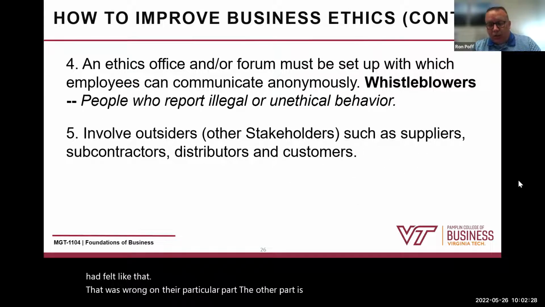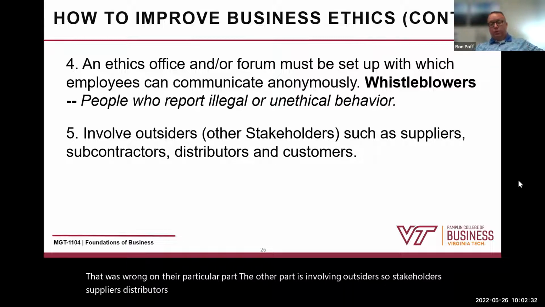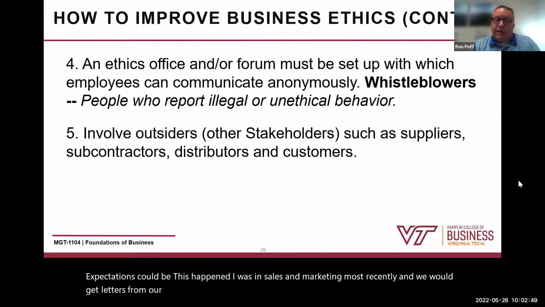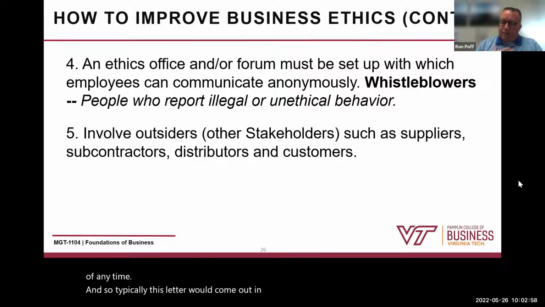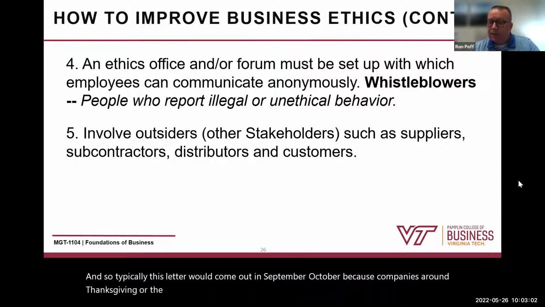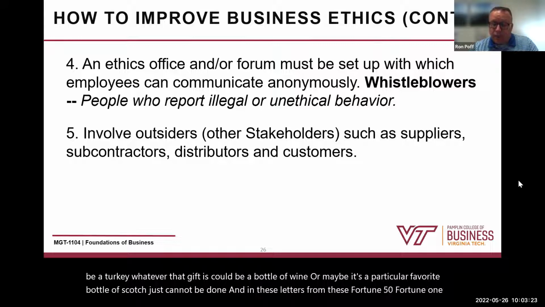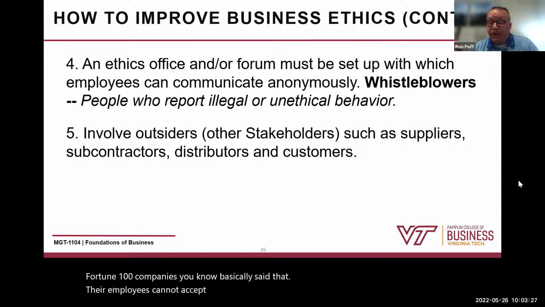The other part is involving outsiders, so stakeholders, suppliers, distributors, customers, and trying to build a true ethical understanding of what expectations could be. This happened when I was in sales and marketing most recently. We would get letters from our customers that said they were not allowed to accept gifts at any time. Typically this letter would come out in September or October because around Thanksgiving or the Christmas holidays, companies would send in gifts, might be food, it might be a turkey, whatever that gift is. Could be a bottle of wine, or maybe a favorite bottle of scotch. Just, it cannot be done. In these letters from these Fortune 50, Fortune 100 companies, they basically said their employees cannot accept anything, not even a pen.